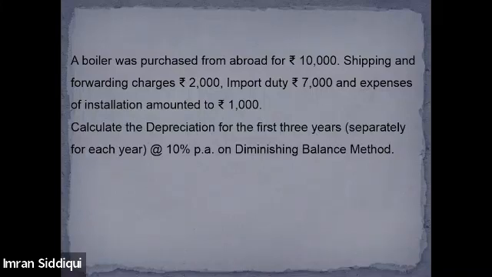Okay, so question number 10. It says a boiler was purchased. Boiler is nothing but you can consider this as a machine. Okay, the boiler was purchased from abroad for rupees 10,000. Shipping and forwarding charges 2,000. Import duty 7,000. Expenses of installation amounts to 1,000. It says calculate depreciation for the first 3 years separately for each year at the rate 10% per annum on diminishing balance method.